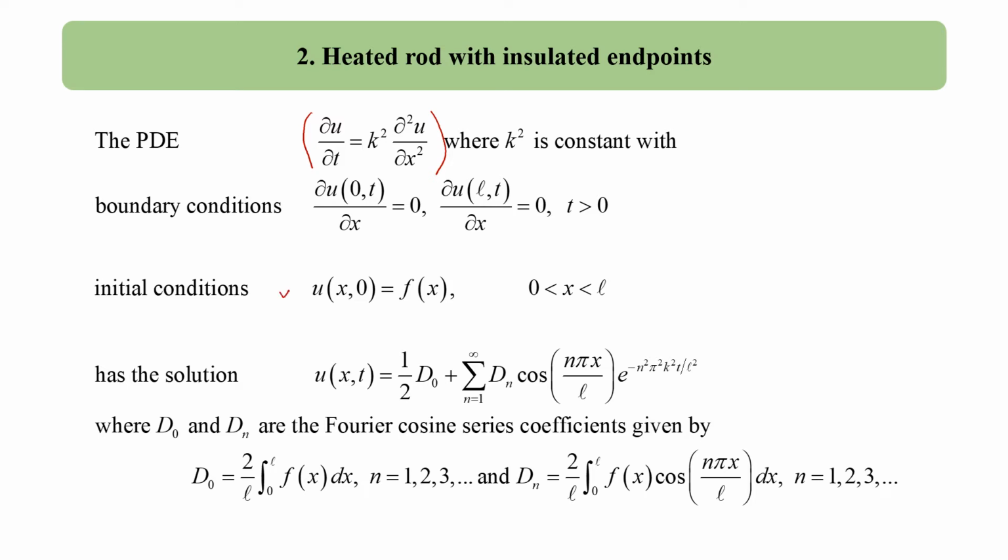And the initial condition is when t equals 0, u equals a function of x. For this case, the solution of the PDE becomes like this, where u(x,t) equals half d naught plus the summation of dn cos(n pi x over L) times the exponential to the power of negative n squared pi squared k squared t over L squared, where d naught and dn are the Fourier cosine series coefficients given by this equation.